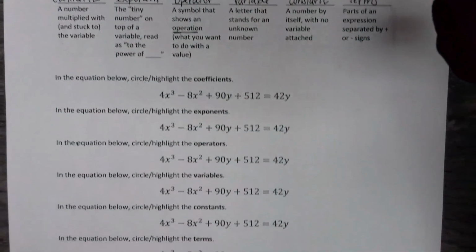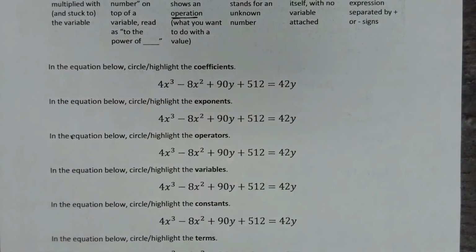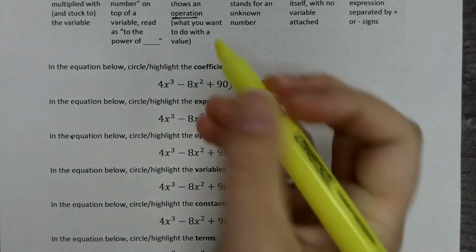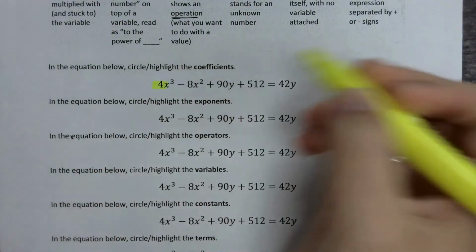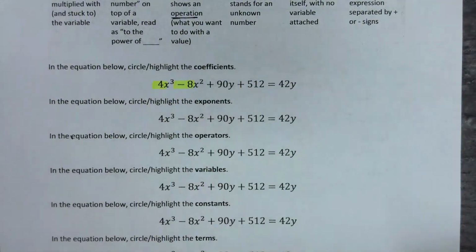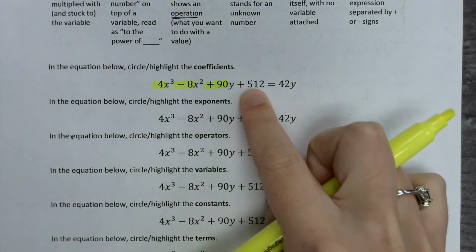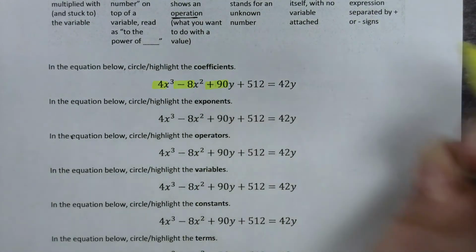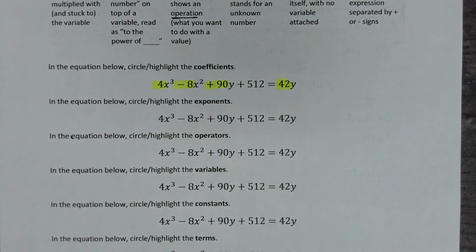All right, if you want to highlight, you can, or you can circle. Now we're going to circle all the coefficients. So coefficients are the numbers in front of our variable. So here's 4. Now remember, you got to include the sign that's in front of them. So we have -8. We have 90. This one doesn't have a variable, so that one's not a coefficient. But 42 over here on the other side of the equal sign is.